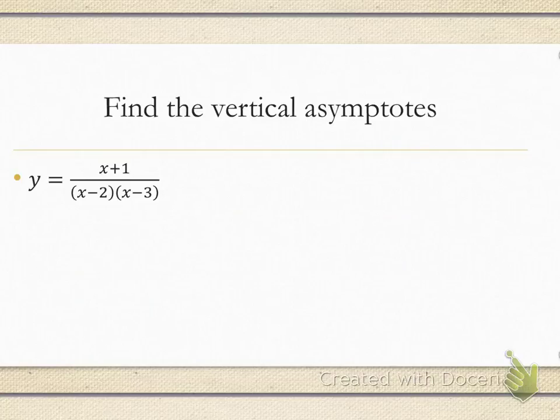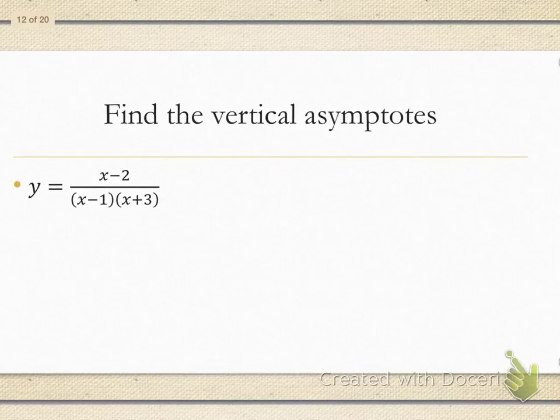Okay, so this one, I don't have anything to cancel, so I have no holes, because holes would be the removable, but my vertical asymptotes are going to be at 2 and 3. Because those are, if I plug 2 in here, I get 0. If I plug 3 in here, I get 0. Okay, my next one, I have no removable ones again, so I have no holes. So this one is going to be at 1 and negative 3 this time. Okay, so these are the dashed lines that go straight up and down, because vertical, remember, is up and down. X equals lines are up and down.